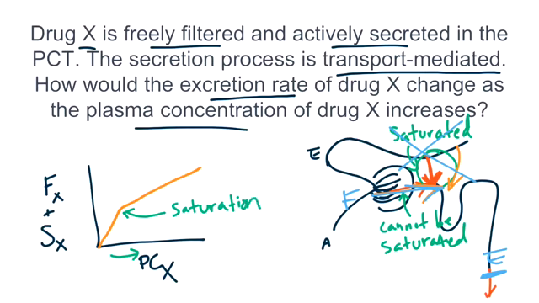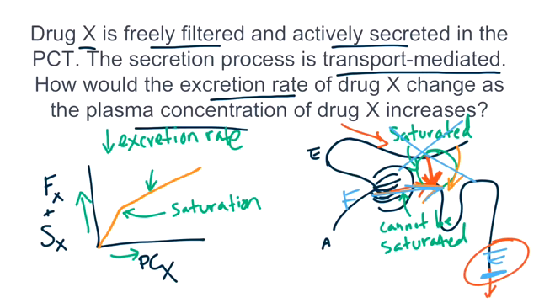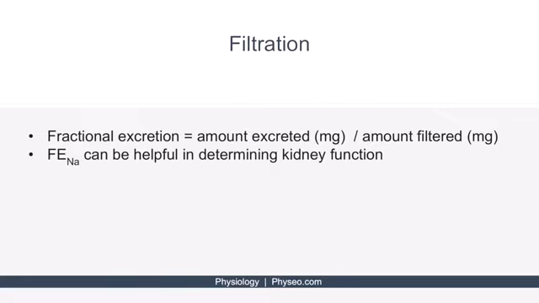In summary, the excretion will continue to increase, as we can see, but the excretion rate will decrease. And this is illustrated by the slope of the figure. So the slope becomes less steep after saturation occurs. So that was a pretty complicated example, and if it was hard to follow, I encourage you to rewind the video and watch it again. The main idea here is that the secretion process can become saturated, and this reduces the nephron's ability to excrete different molecules. Okay, moving on.